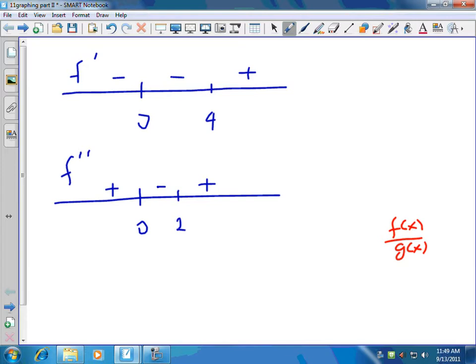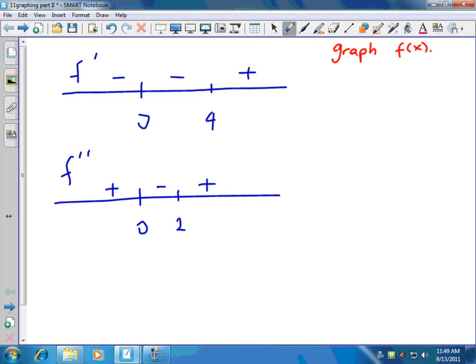But before we get to those topics, I'd like to begin with this example on the screen. So you have some information about a function. Given the f prime, the first derivative sign chart, and also the f double prime, second derivative sign chart, the question is asking us to graph the function f of x.